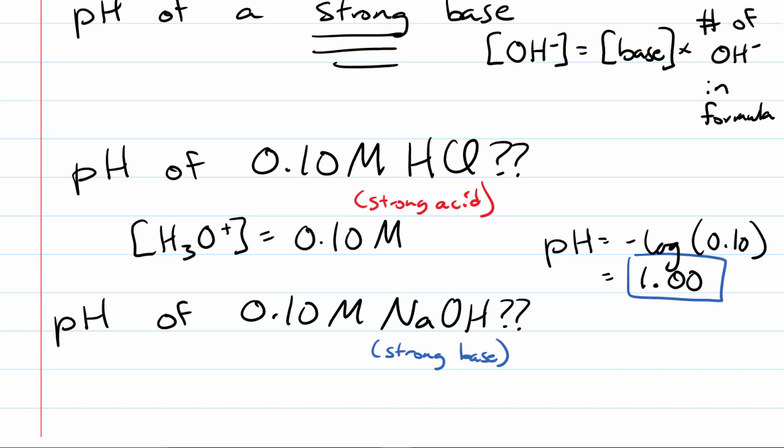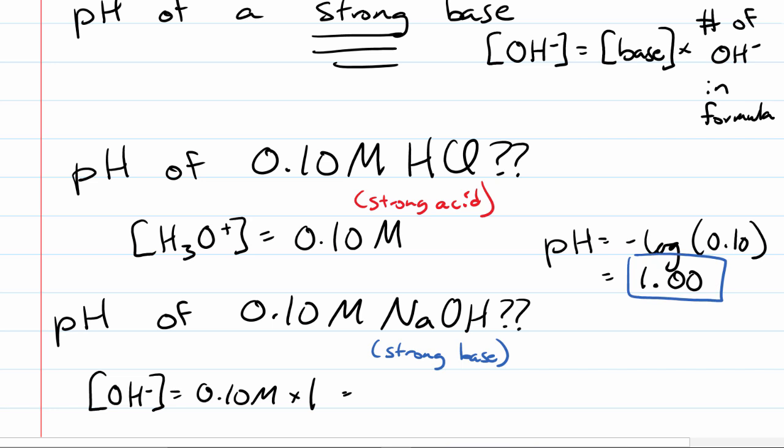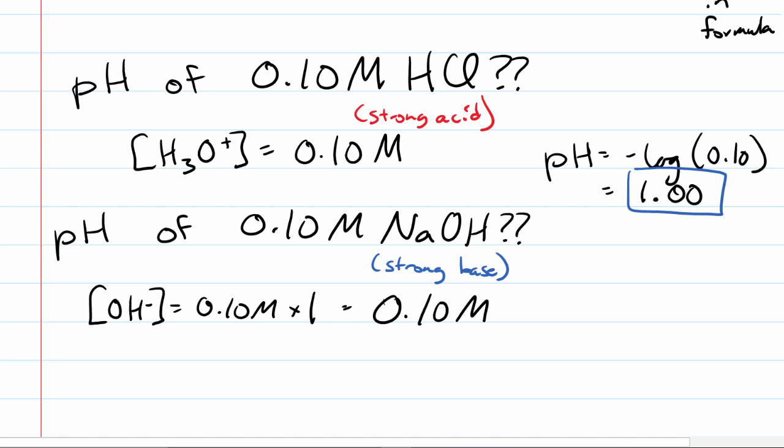So the concentration of hydroxide ions in this case is going to be equal to 0.10 molar times 1, which is going to give us an answer of 0.10 molar. Now, of course, in this case, we can't calculate the pH directly because we don't have the hydronium ion concentration. What we do have in this case is the hydroxide ion concentration, which means we should first be able to find the pOH.